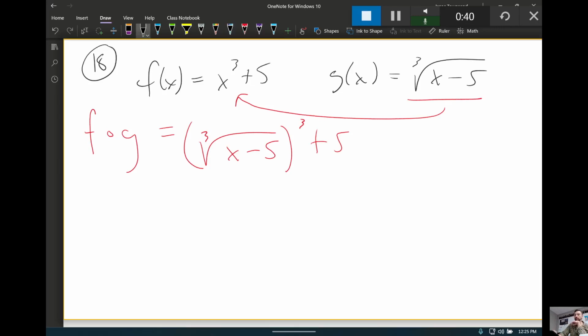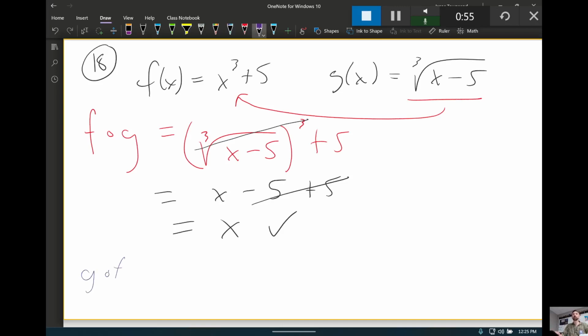So cubing a cube root, those are inverses, so those cancel out. And then the plus 5 minus 5 cancels out. So that side works, but you have to show it the other direction as well. So you also have to show g of f. So that's where you would plug f in for g.